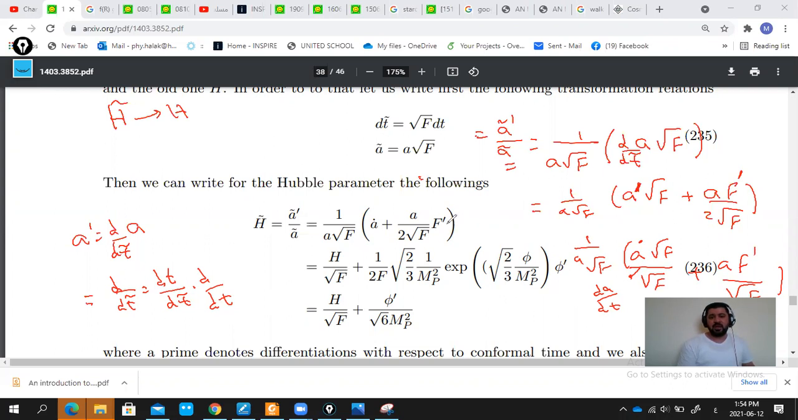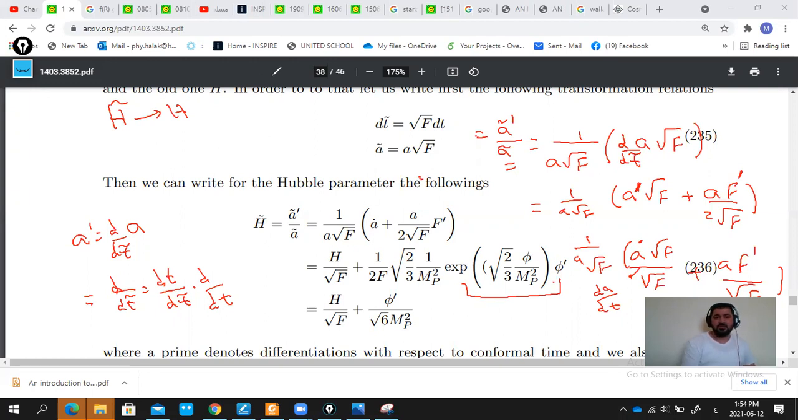But now here, let's see what we have here. That we have here, a multiplied by a, that would be cancelled. So now we have 1 over f, because the square root of f with the square root of f, 1 over 2f. Then here they wrote f in terms of phi, in terms of the scalar field.